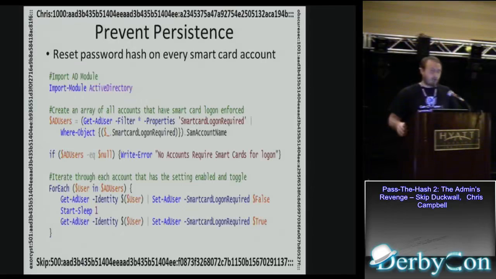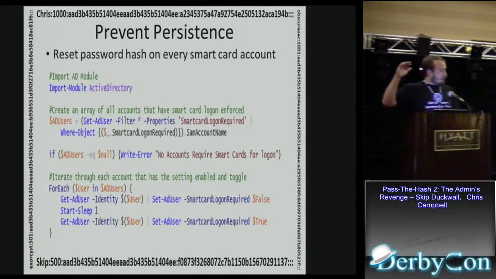All right, so that smart card thing. This was my simple solution to the smart card problem. Obviously, there are better ways, and I hope Microsoft fixes that. But this is a PowerShell function, which relies on the Active Directory module, so it's got to be run from a domain controller. And all of this stuff is up on GitHub. So all we're going to do is go through all the Active Directory users and find who's required to use a smart card. And then we are going to uncheck that box, wait 1 second, and then check it again.